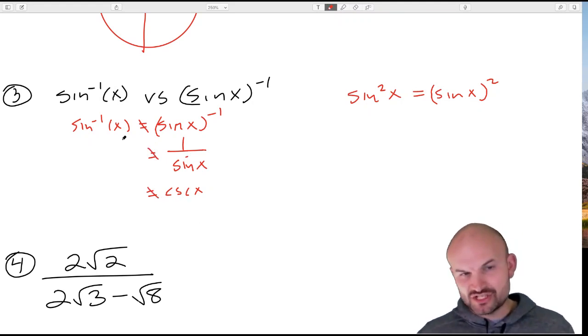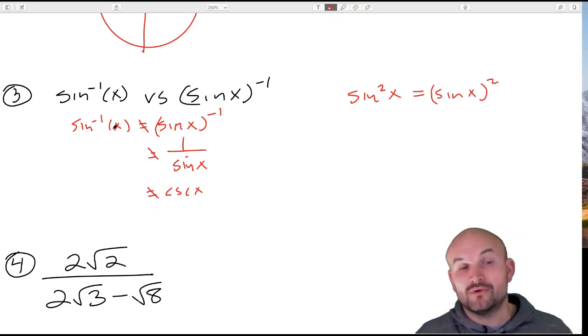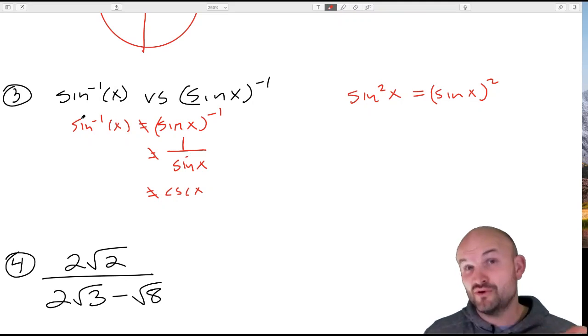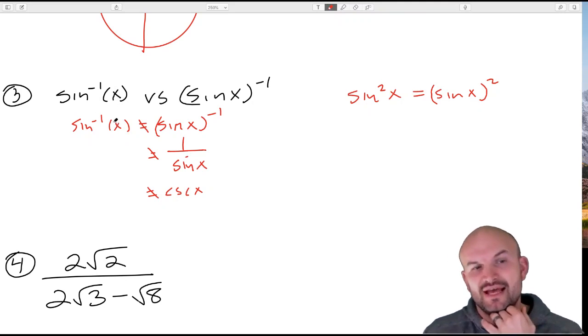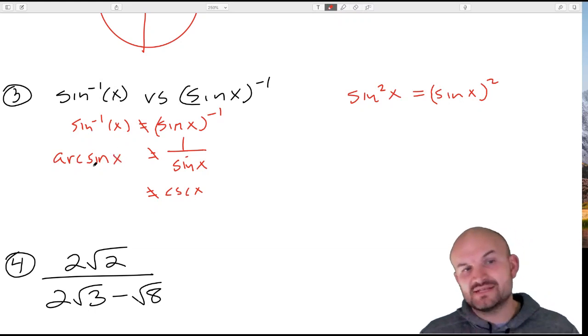And this is really just about using our notation. Obviously, a lot of times, to avoid this confusion, this is something we use in pre-calculus. I use this notation a lot, but in calculus, we'll use arc sine. And I am assuming that is more commonplace.